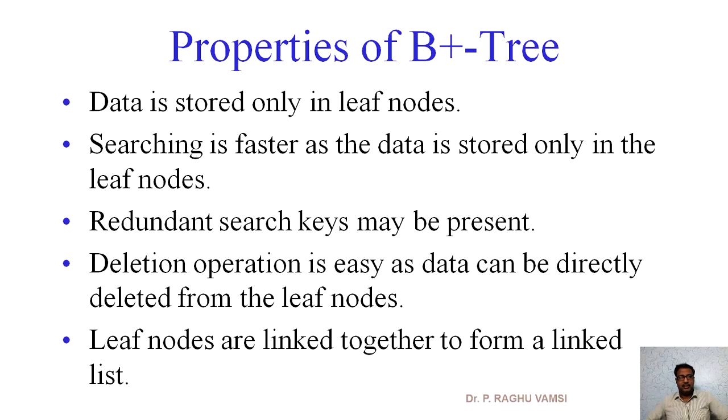And one more thing is, in B trees you cannot insert redundant keys. Redundant keys means duplicate keys cannot be inserted. Whereas in the case of B plus trees you can insert redundant keys. Redundant search keys may be present. That means the same key may be inserted twice or thrice.